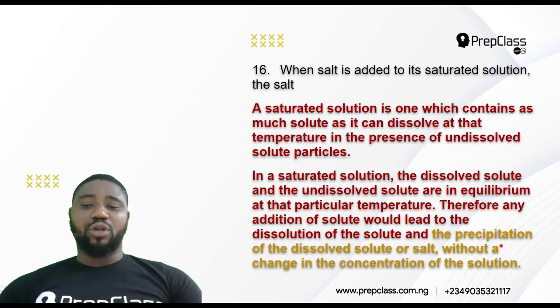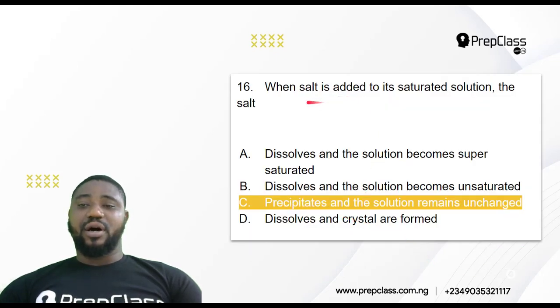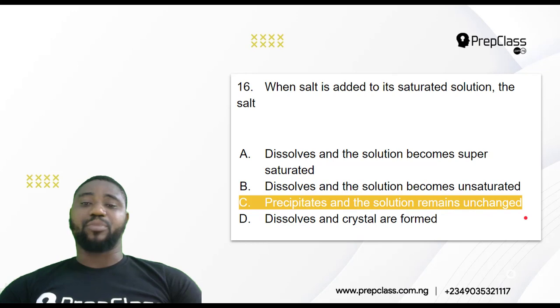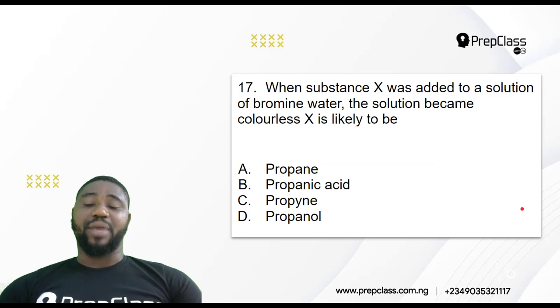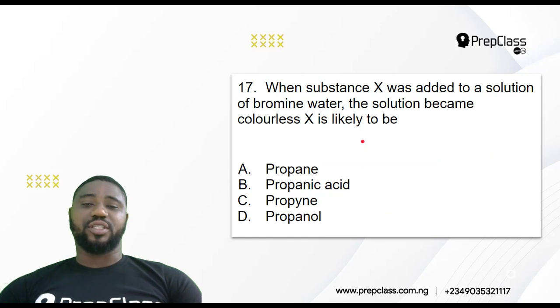So therefore any addition of solute would lead to the dissolution of the salt and the precipitation of the dissolved solute without a change in the concentration of the solution. So I said precipitates, that is, the salt precipitates and the solution remains unchanged. So any salt you add, what happens? Extra salt in the solution precipitates and the solution remains unchanged. So the best answer is what? Option C. Option C.